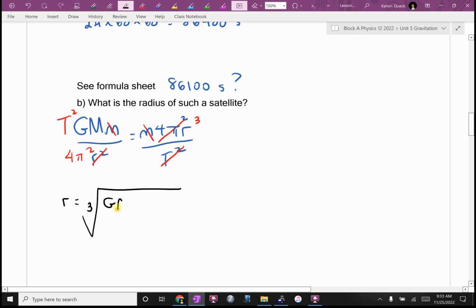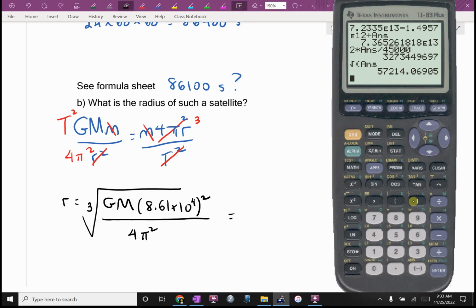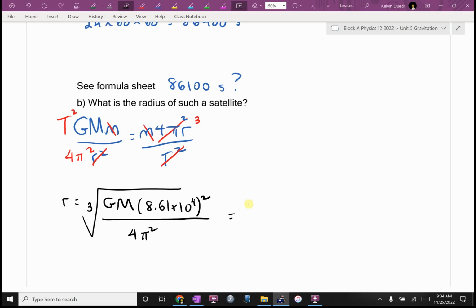So it's going to be the cube root of big G, big M. The period is going to be 8.61 times 10 to the 4th, right from your formula sheet, squared, all over 4 pi squared. So now, get your calculator out, Keegan. What do you get? Cube root of answer button. I got, am I right? 4.22 times 10 to the 7. They're very high up there.